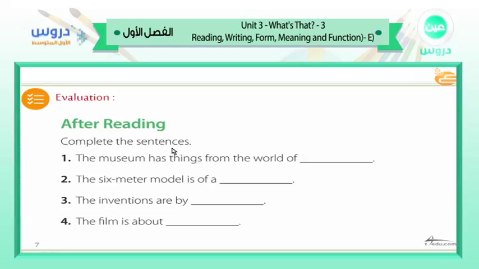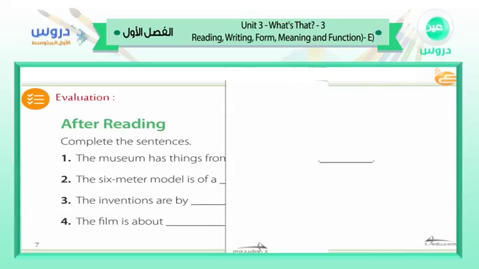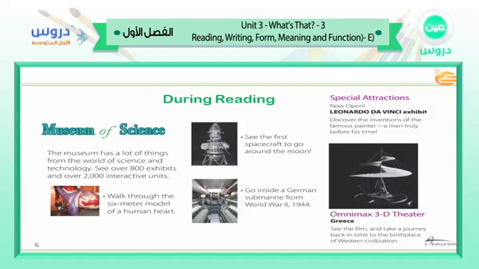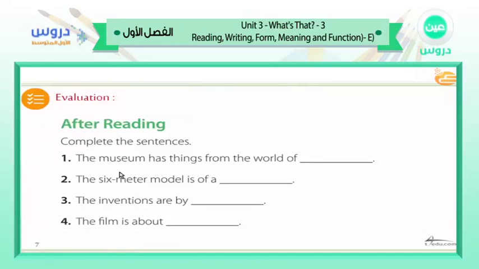Okay, here we have this exercise in the evaluation. Complete the sentences now. Number one, the museum has things from the world of... Let's go back. The museum has things from the world of... arts? No. Excellent. Here we have the answer: science and technology. Excellent, amazing answer. The museum has things from the world of science and technology.